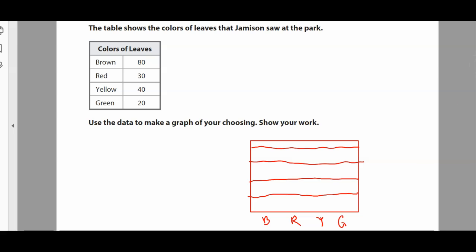How many were brown? 80. Okay, so that would be here. 80. Because we said that this was 20, right? And this was 40. This was 60. And then the top one was 80. Okay.